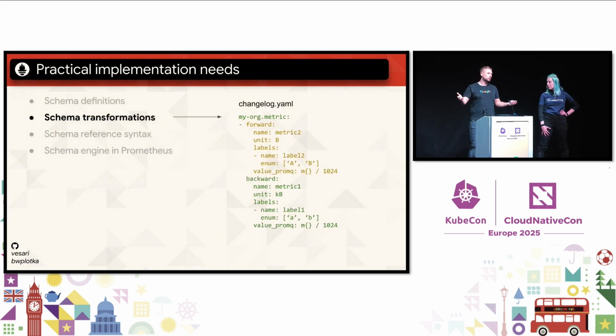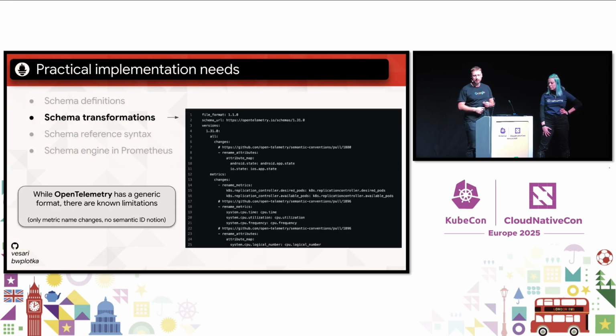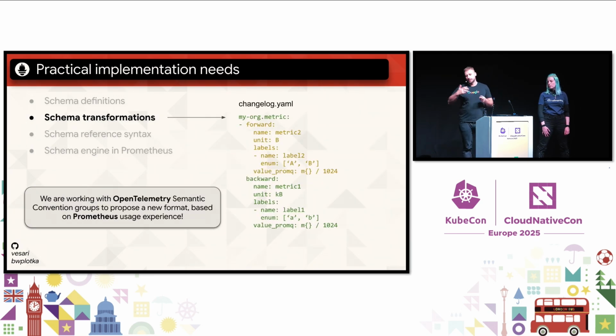Thanks to that, we need to have transformations. I was showing you a certain YAML format, but of course, OpenTelemetry already thought about this, and there is a transformation format. Unfortunately, it's limited. It was designed for a first iteration, and OpenTelemetry knows about this, and there are different proposals to improve it. We just came up with a new format that could be a new version for OpenTelemetry. It could be something only for Prometheus.